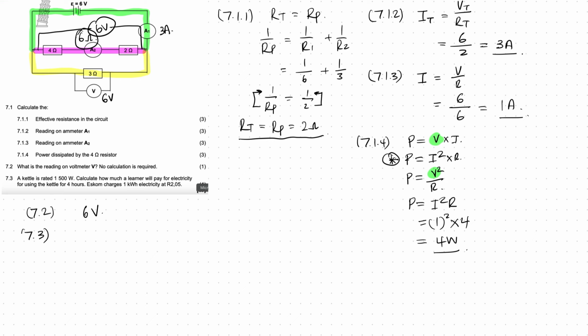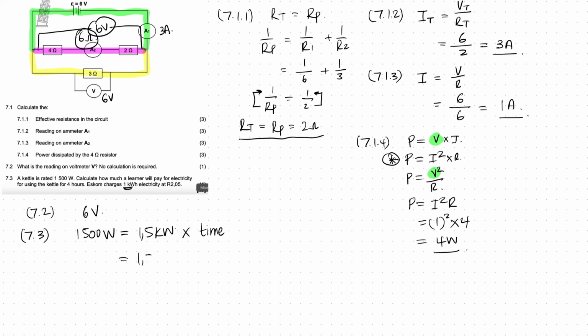Question 7.3. A kettle is rated 1500 watts. Calculate how much a learner will pay for electricity for using the kettle for 4 hours. ESCOM charges 1 kilowatt hour electricity at 2 Rand and 5 cents. So the first thing we must do is convert 1500 watts, which is equal to 1.5 kilowatts. That's the first thing we need to do, because we can see that ESCOM is charging for a kilowatt, right?